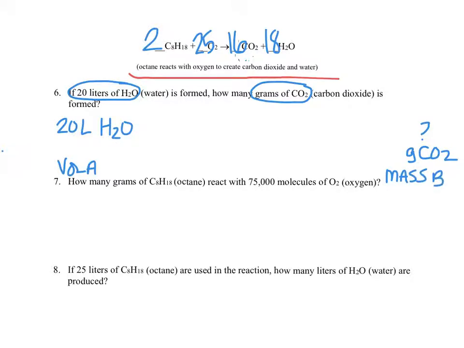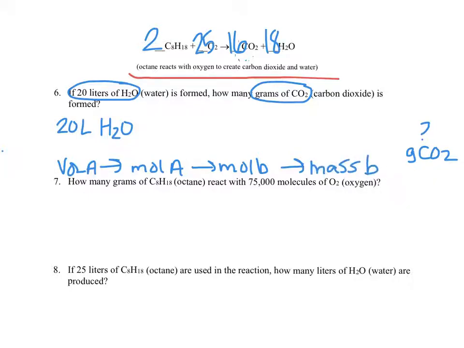Now, if I look at my mole map and I follow from volume A to mass of B, I'm going to have to go to moles of A island, to moles of B island, over to mass of B island. Boom, like that. So where do I begin? From volume A to moles of A, I need to put 22.4 liters of H2O on the bottom for every 1 mole of the substance. And the substance I'm working with right now is H2O.